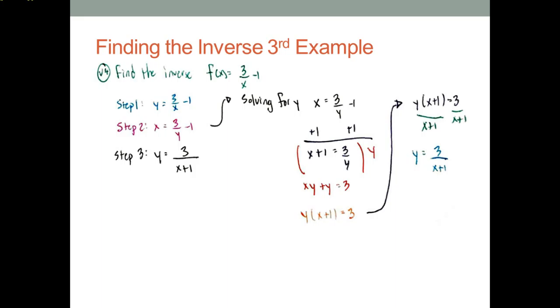And of course, once I've solved for it, then the last step is just to replace the symbol with the inverse of f of x. So I do have an inverse of f of x. It is 3 divided by x plus 1. And that's my third example, or an example where I have the x variable in the denominator of the original function.